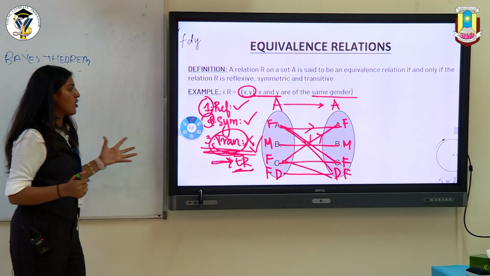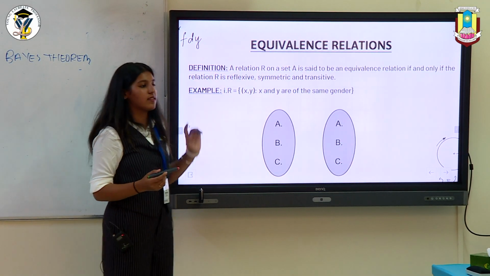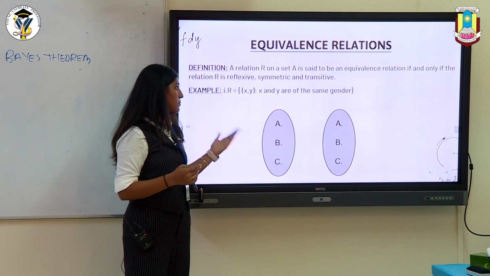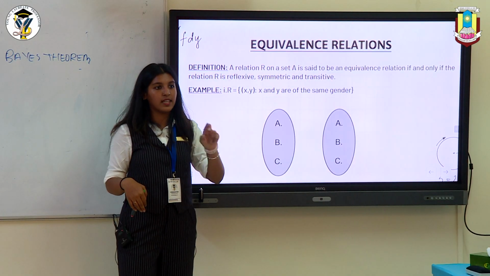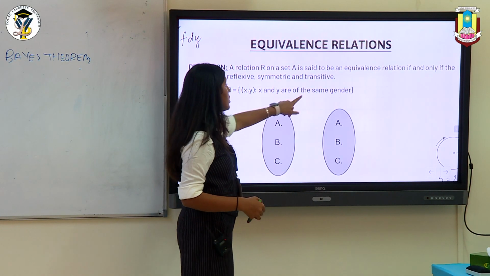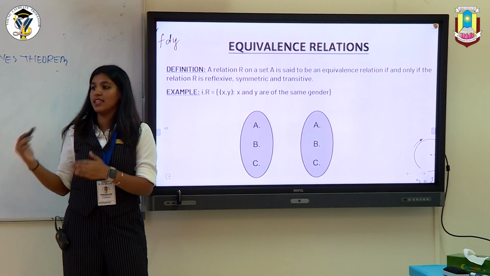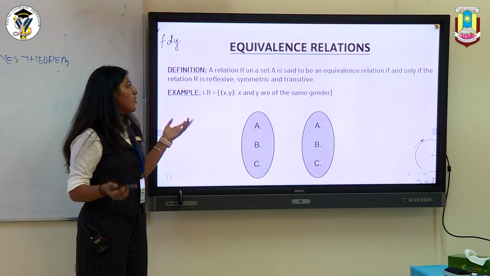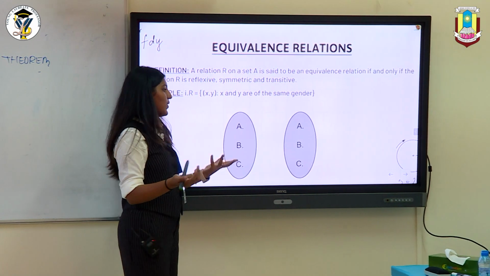That is the entire topic that I had to teach today. Summing it up, a reflexive relation is when every element is related to itself. Symmetric is when two elements are related such that the second element is also related to the first element. And then transitive is when A is related to B, B is related to C, and then A is related to C. And all of that summed together gives us an equivalence relation. So any questions?